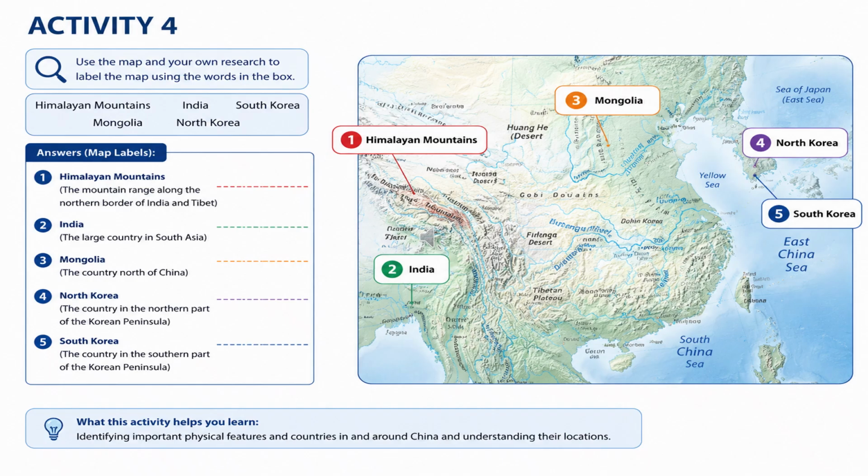So excellent. I hope you were able to identify these places correctly. Remember, learning geography is not just about memorizing names. It is also about understanding where places are located and how they are connected to one another. The more you practice reading maps, the more confident you will become. Now that we have completed this activity, let's move to the next activity.